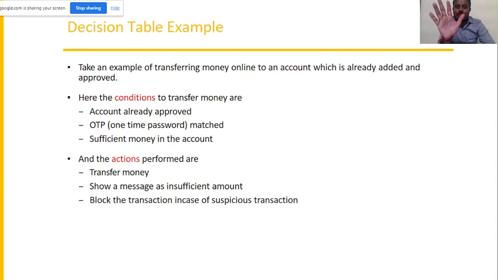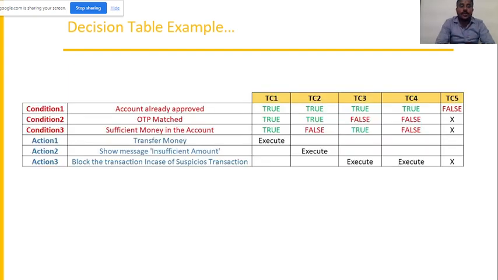I hope you are getting my point. This is how to analyze the requirement or the feature flow. So conditions and actions, both are there. Now can we implement the decision table technique? Yes, sir. Fine. Notice, I will tell you how to understand these things.